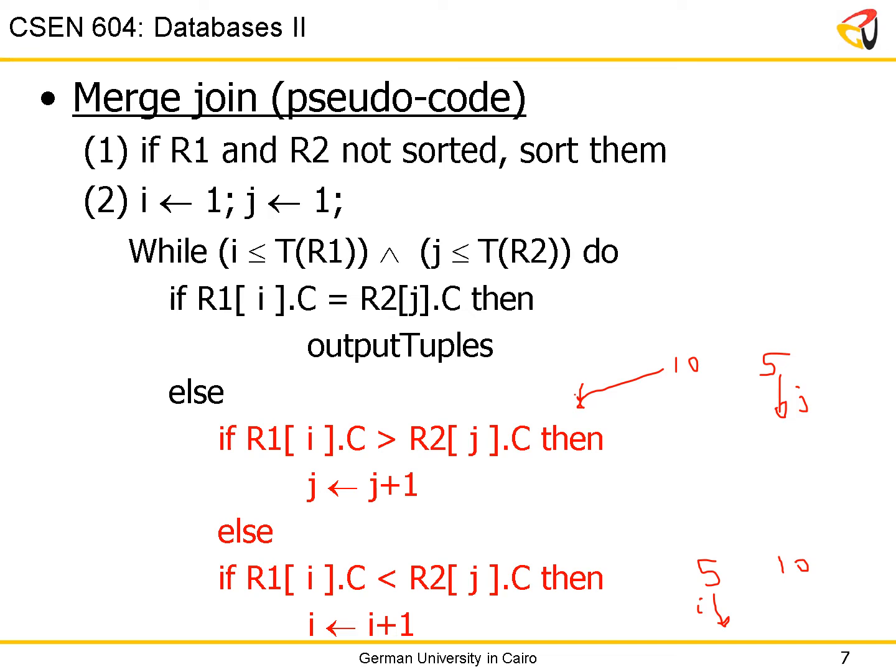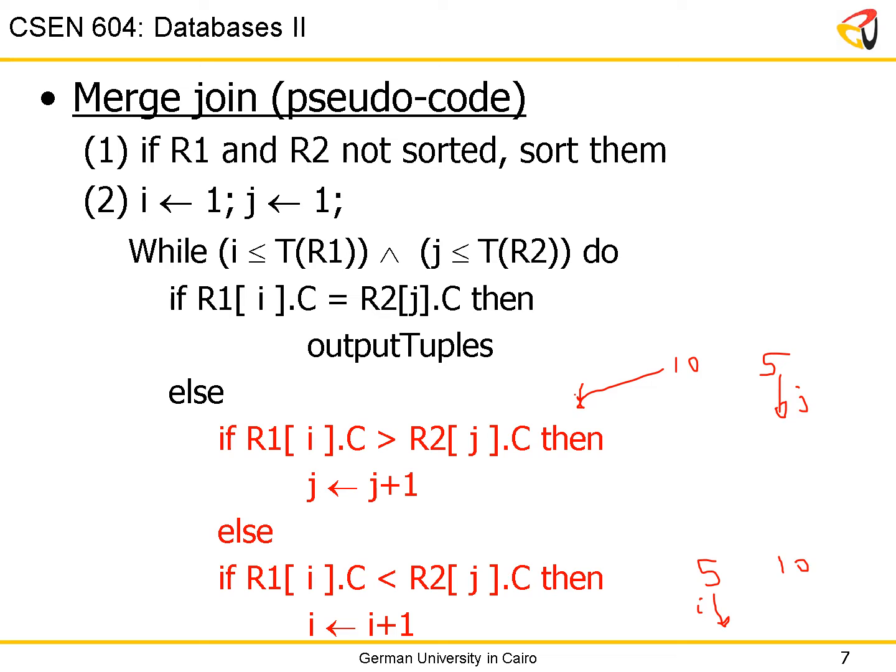Remember, we're comparing R1.c with R2.c. So if R1 of i.c is greater than R2 of j.c, if the column on the left is greater than the column on the right, then I will increment the j. Else, if R1 of i.c is less than R2 of j.c, if the column on the left is less than the right, then I will increment the i.